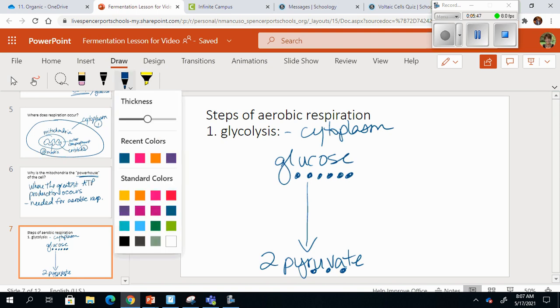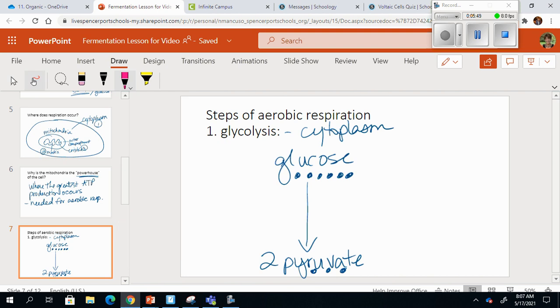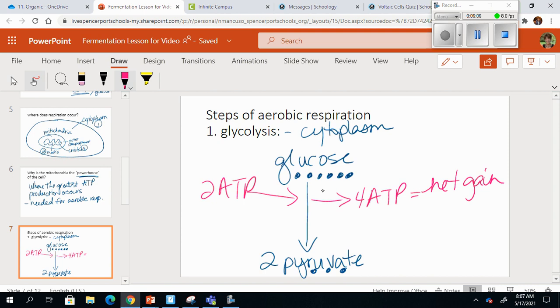Now, glucose is a very stable molecule, so it actually requires 2 ATP to start breaking it. It's not an easy to break molecule, but through the process of breaking it in half, it makes 4 ATP. So that we say is a net gain of 2 ATP, 2 energy molecules.